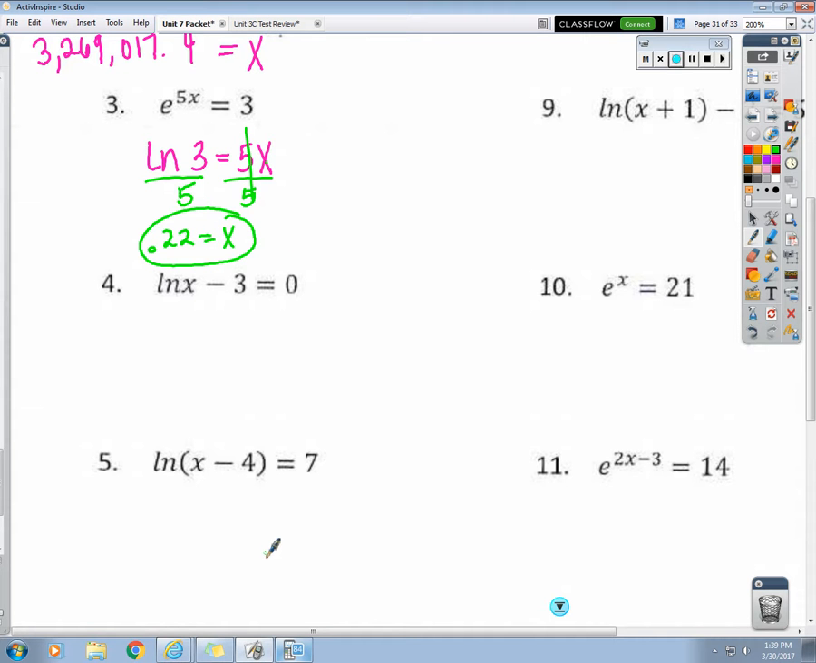Okay, number 4. What could I do first? Well, it's in log form. Well, I'm not quite ready to rewrite it because this 3 is not inside parentheses, so we could go ahead and add it over. So now we have the natural log of x equals 3. Now we can rewrite it into exponential form, and it'll be what? e to the 3 equals x, and what is e to the third power? 20.1.